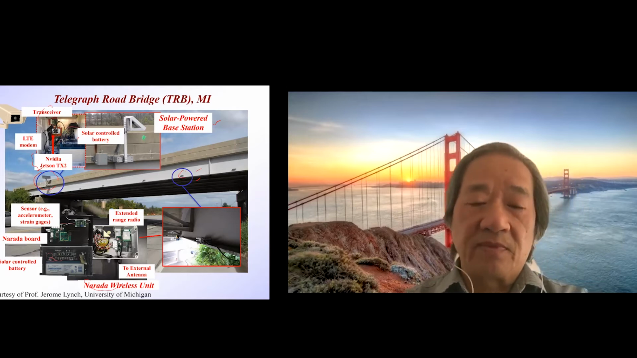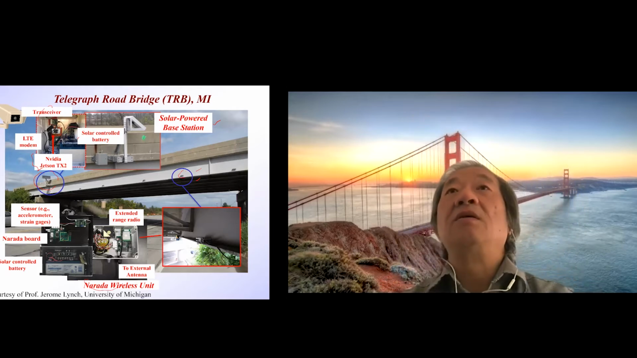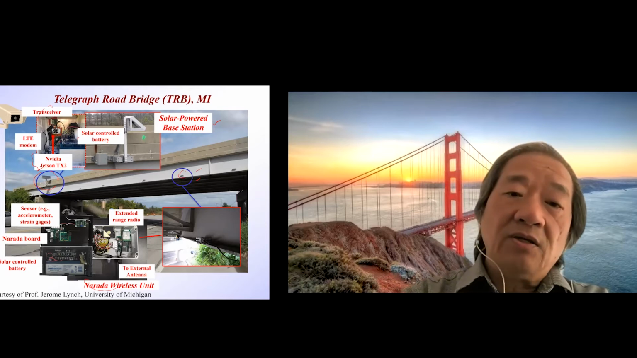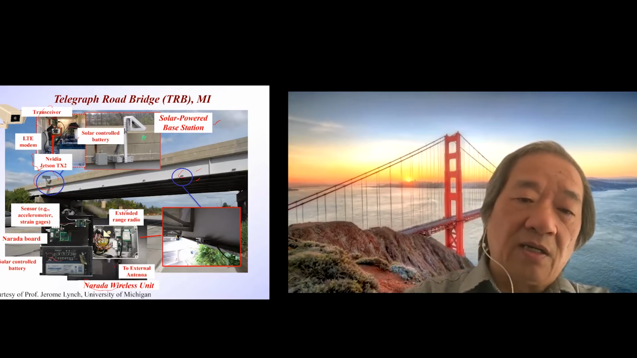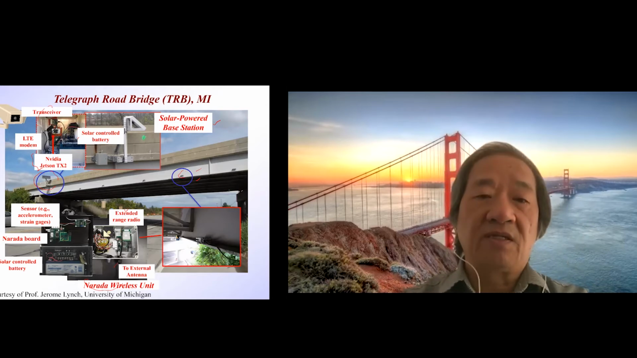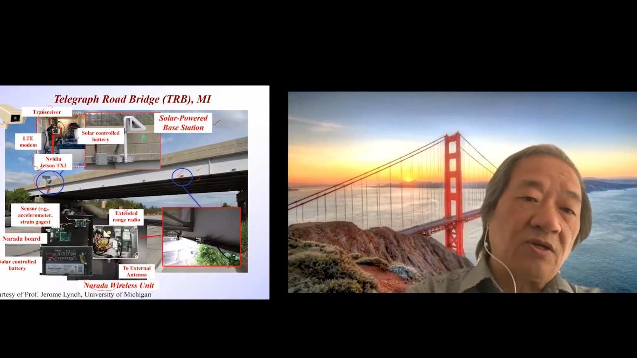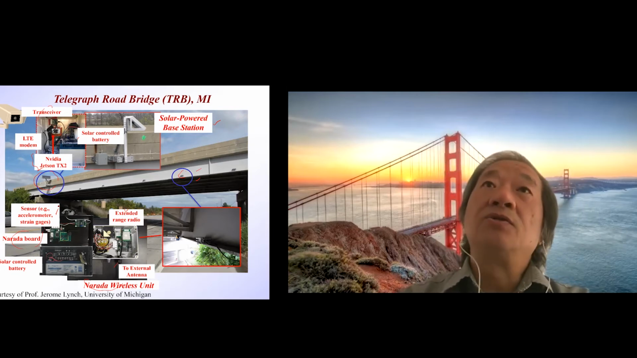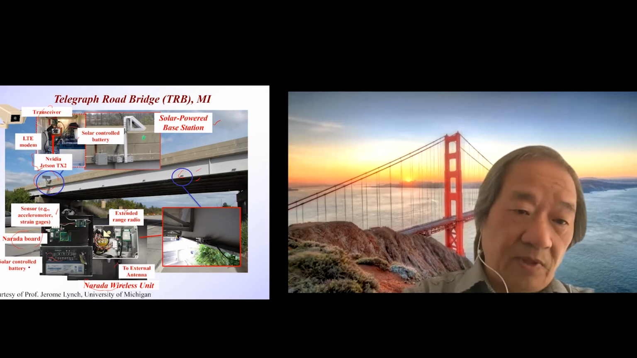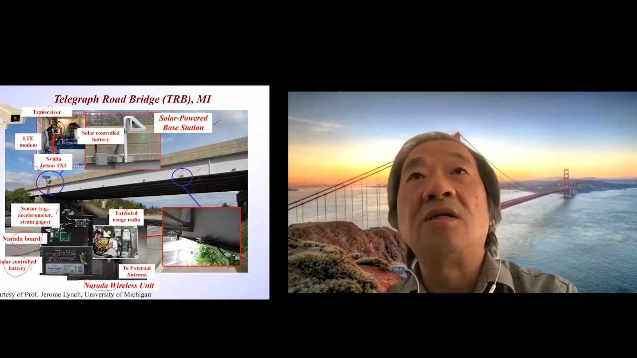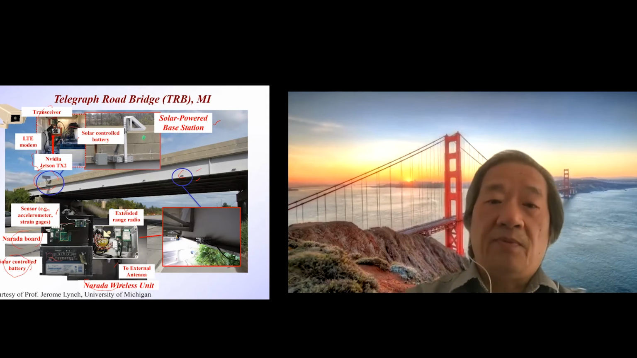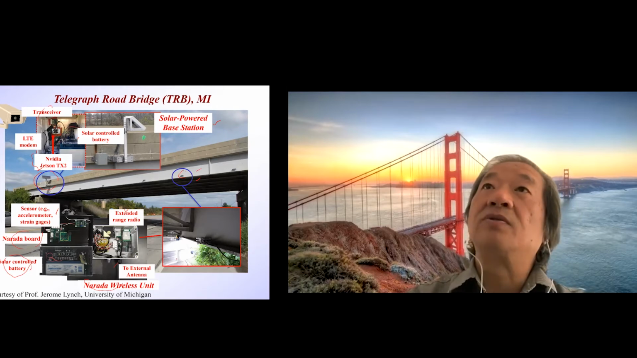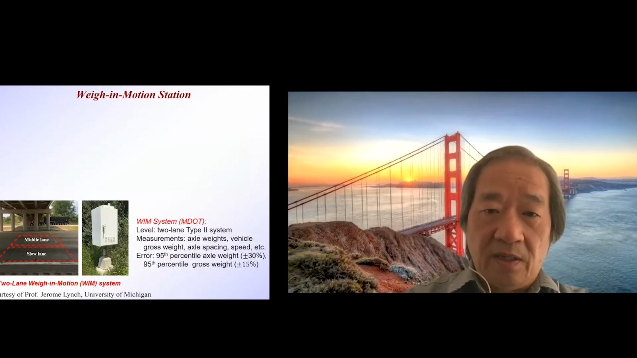developed at the University of Michigan, called the Narada wireless unit. Again, you have an extended-range radio sending the collected data out to the base stations. The sensors connect to the Narada board, so we're collecting the acceleration data and strain gauge data to the Narada board, and again we have solar charge control. This is a solar controlled battery that we have on the system. So it's a wireless system, and it also has a solar powered battery incorporated into it.